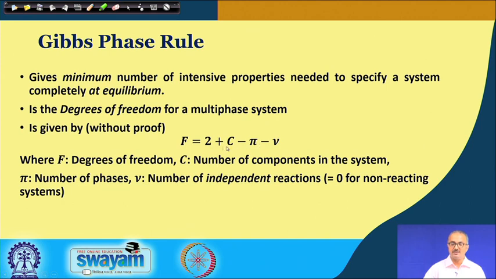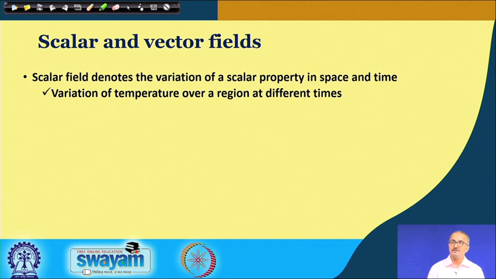Now, here we know that C is the number of components, pi is the number of phases, and nu is the number of reactions happening, and these reactions have to be independent. So, in a reacting system, we have some value of nu, but if the system is non-reacting, then this nu value is 0.